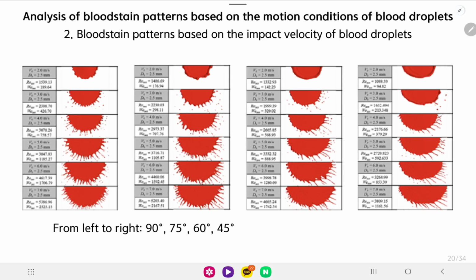Apart from diameter, impact velocity also plays a crucial role in determining the droplet's momentum. To study this, we varied the velocity from 2 m/s to 7 m/s, while keeping the droplet diameter fixed at 2.5 mm, again testing at impact angles of 45, 60, 75, and 90 degrees. Similar to the diameter results, increasing velocity led to larger bloodstains and a higher ratio of stain diameter to droplet diameter. However, this increase plateaued at higher velocities, suggesting a limit to the spreading effect caused by impact force.